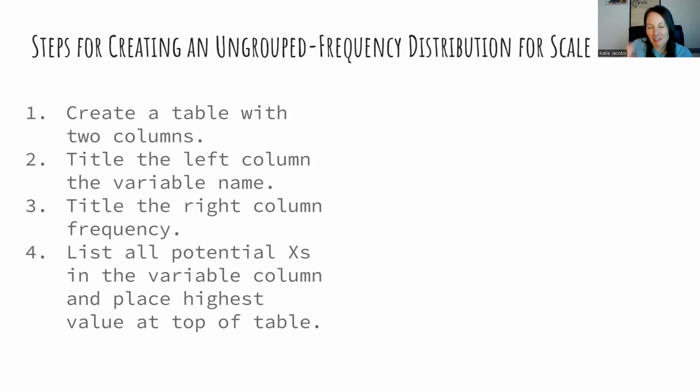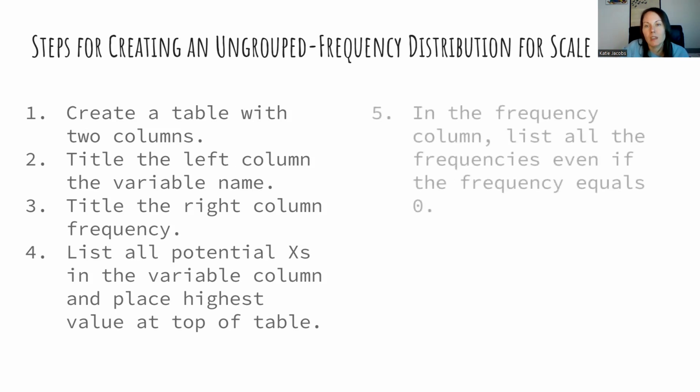So when we do that, that throws people off, because a lot of times people don't want to put the highest maximum value X at the top. It feels counterintuitive, but to properly format your ungrouped frequency distribution table, that's what you do. Because later that can help us create a different type of frequency distribution table that allows us to find percentile ranks and percentile points. All right, then in the frequency column, we're going to list all the frequencies, even if the frequency equals 0.